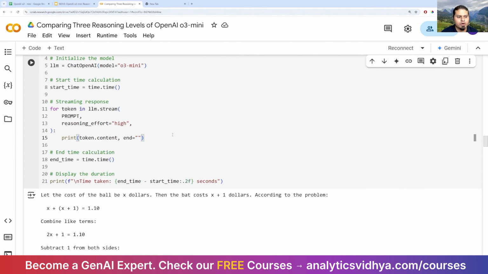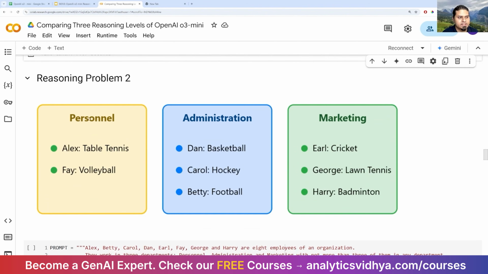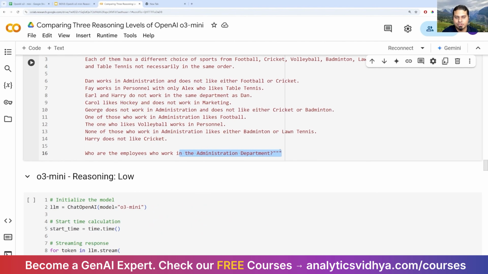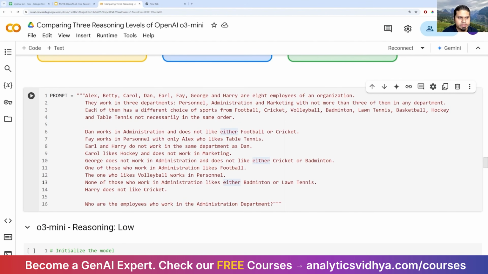Let's look at a second problem now, which we have also seen earlier, which is that same reasoning problem that there are certain people who work either in personnel, administration, or marketing. They have certain preferences in terms of sports based on the given constraints and clues. Can we say who are the people who work in the administration department? So it's the exact same prompt we have used earlier, where we have 8 people, employees of an organization. They work in 3 departments: personnel, administration, and marketing, with not more than 3 in any department. They have some preferences for sports, and these are all the clues. The idea is for the LLM to go through this and then tell us who are the employees who work in the administration department.